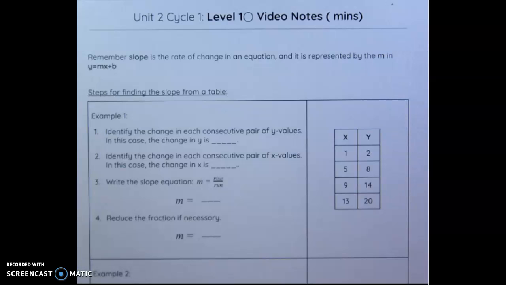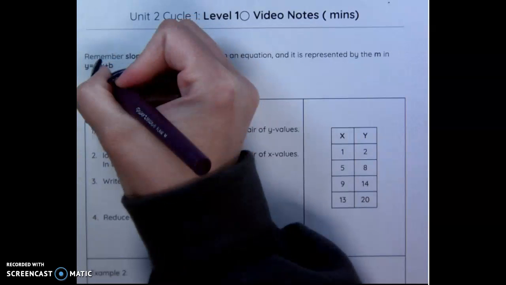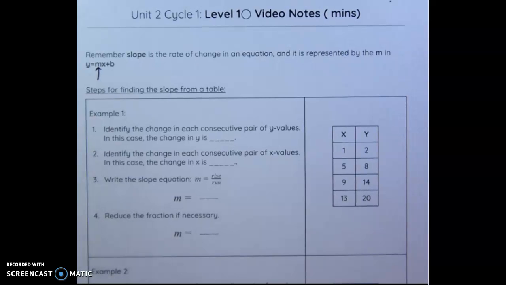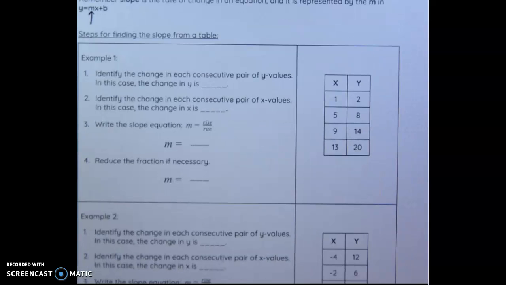This is Unit 2, Cycle 1, Level 1 Circle Video Notes. Remember, slope is the rate of change in an equation, and it is represented by the m in y equals mx plus b. So here is how we find slope from a table.